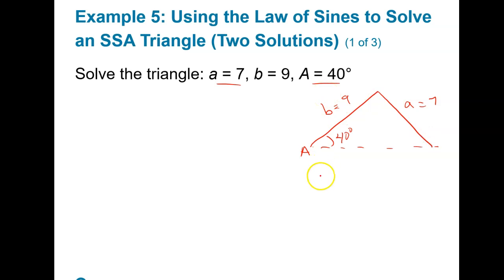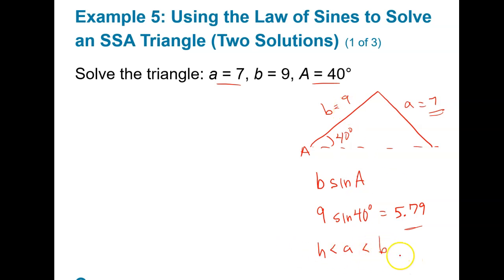So I need to compute B sine A here. B is 9, sine of 40. It's about 5.79. So what we see here is A is larger than H. A is bigger than that, but A is smaller than B. Right, when that's the case, that means that we have two triangles.